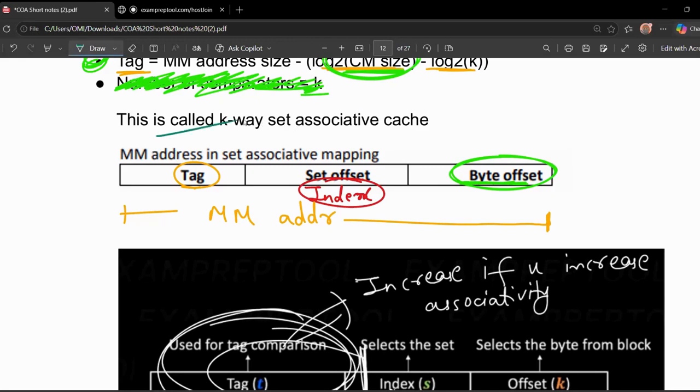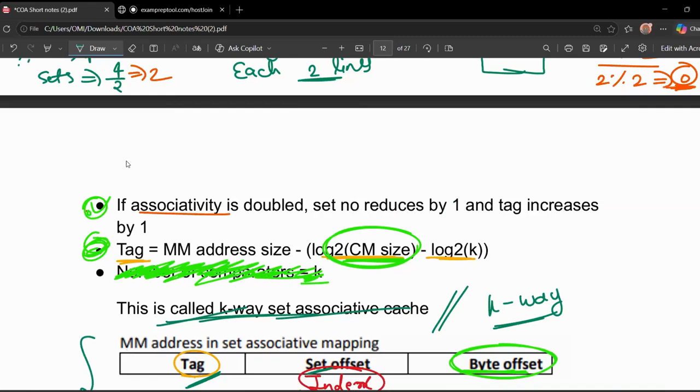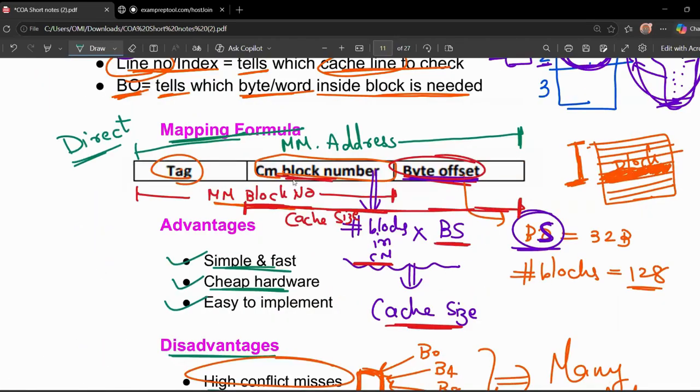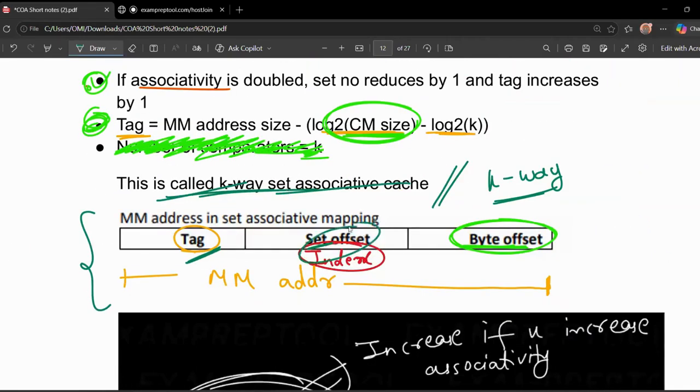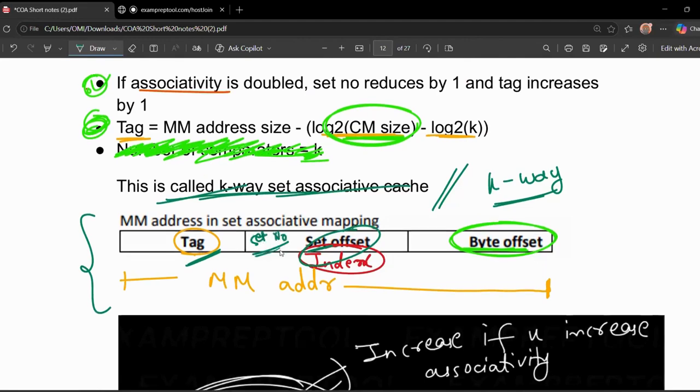Now this is called k-way set associative. So this is for the general k-way set associative. This is the mapping, right? So tag, then instead of line number, here you have block number, but here you have to give set number or set offset. And this field is the same, the byte offset field is the same.